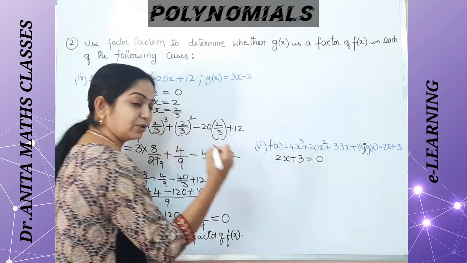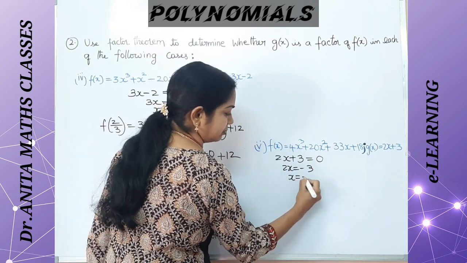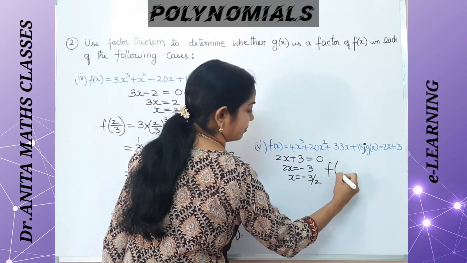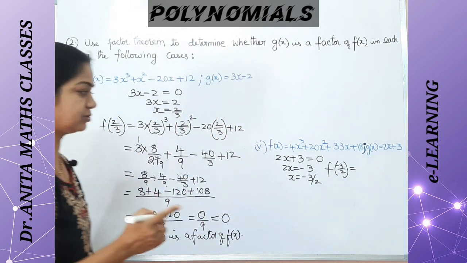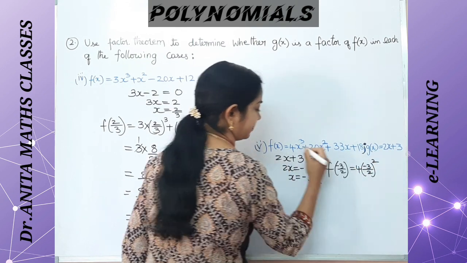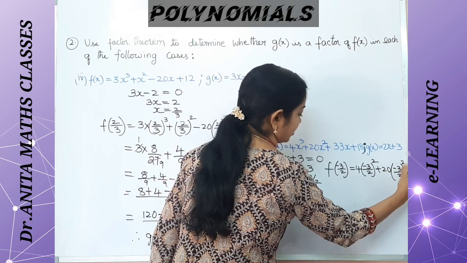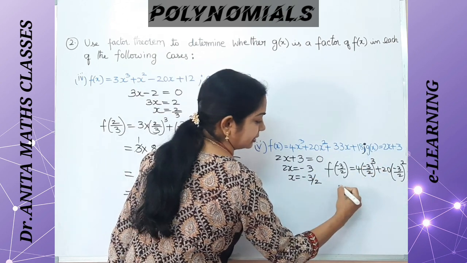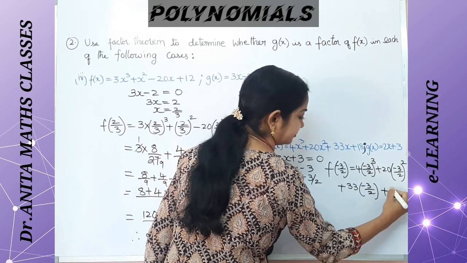We will equate it to 0 to get the value of x. Now 2x equals minus 3, x is equal to minus 3 upon 2. So I'll substitute in f of minus 3 by 2. We will substitute in place of x, minus 3 by 2. So let us substitute 4 into (minus 3 by 2) whole cube, plus 20 into (minus 3 by 2) whole square. The first one is cube here. Now plus 33 into minus 3 upon 2 plus 18.